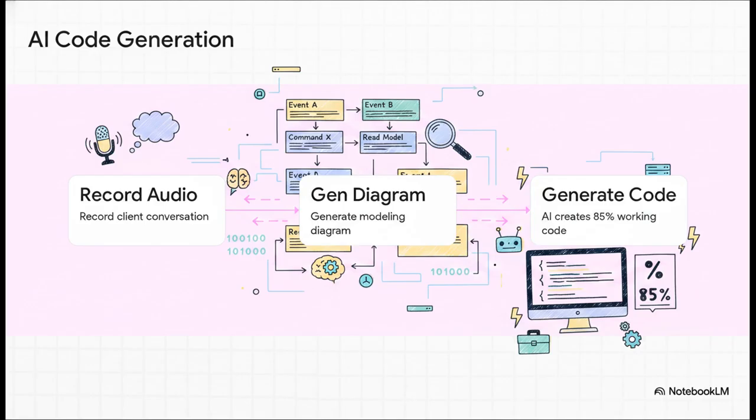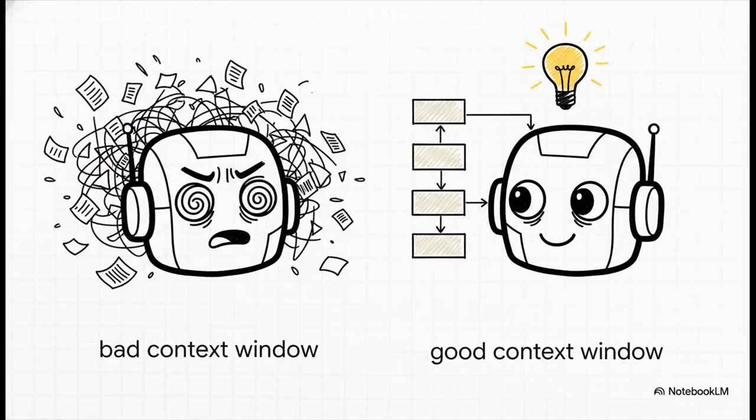Experts like Martin Dilger and Adam Dimitruk have actually run research spikes where they record a client transcript, use AI to generate the diagram, and then pipe that diagram right back into an AI. The result? It generates roughly 85% of a working code base in hours instead of weeks. Insane, right? The reason this works so seamlessly is purely structural.